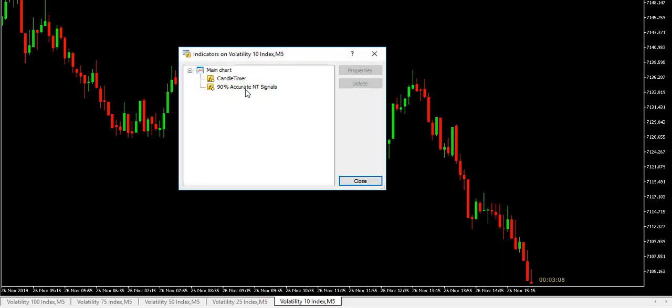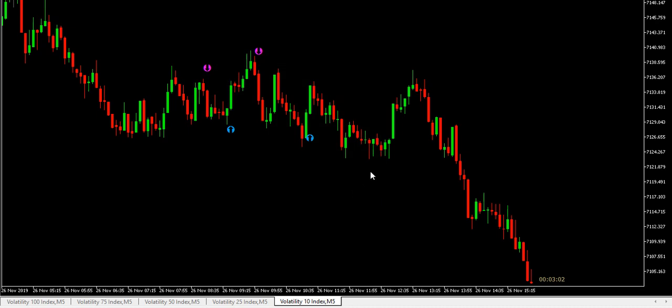There are only two indicators here: my custom indicator for the signals and a candle timer to tell you the remaining time, all right? You'll get a template that, once you install everything, is just like what I have on my screen. And of course, the package will be emailed to you.